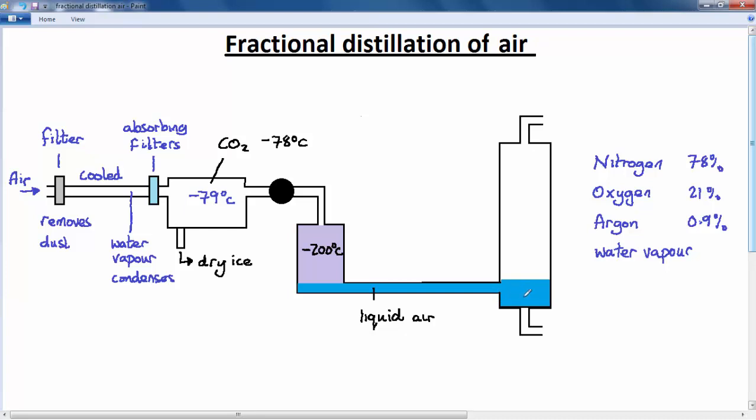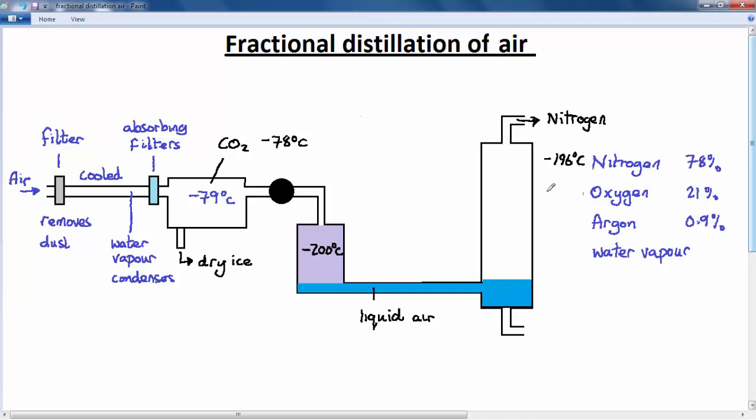And as it does so, then the gas with the lowest boiling point, which is nitrogen, and nitrogen has a boiling point of minus 196 degrees Celsius, will evaporate first, and so the nitrogen will rise to the top of the tower and will be removed here. So we've got nitrogen coming off here, and that will be collected and stored under pressure, and that will leave at the bottom of the tower a mixture of oxygen and argon.